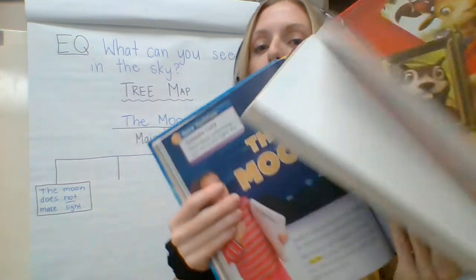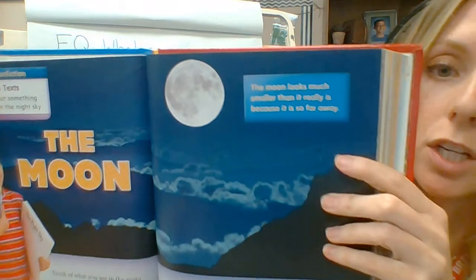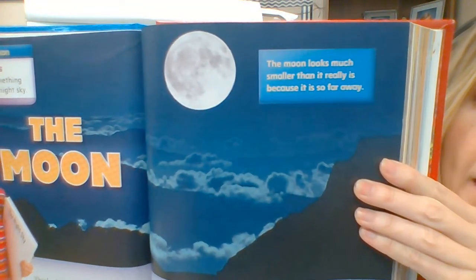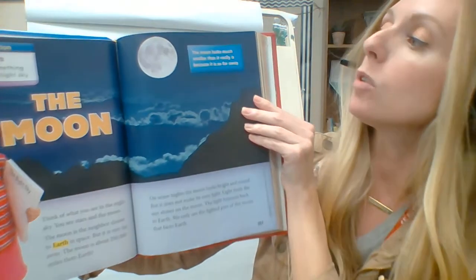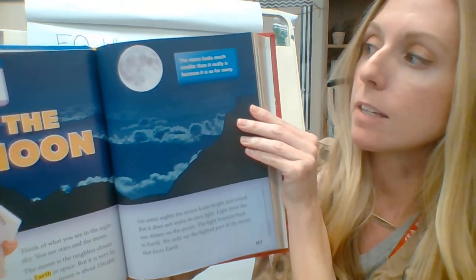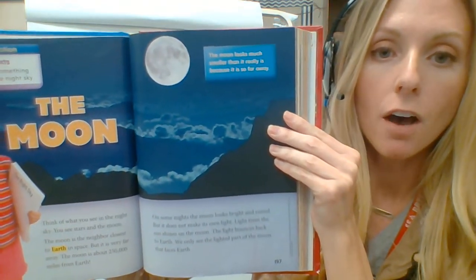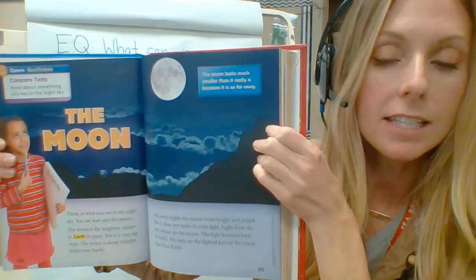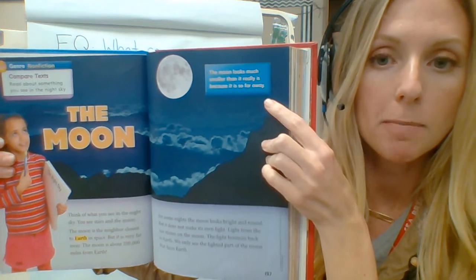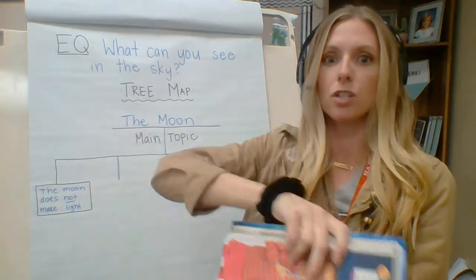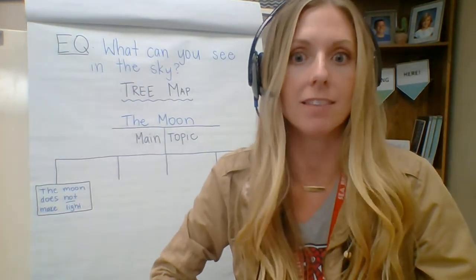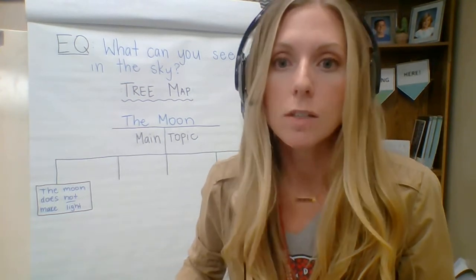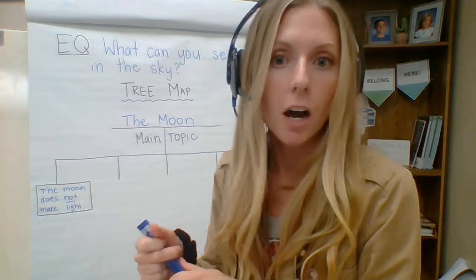There's this caption up here by the picture, too, that I wanted to show to you. What does that caption say? Can you read that caption? It says the moon looks much smaller than it really is because it's so far away. If you'd like, you may write that as a key detail on your tree map as well. That is pretty good to know. It does look kind of small in the sky. So let's add that. The moon looks small because it's far away.